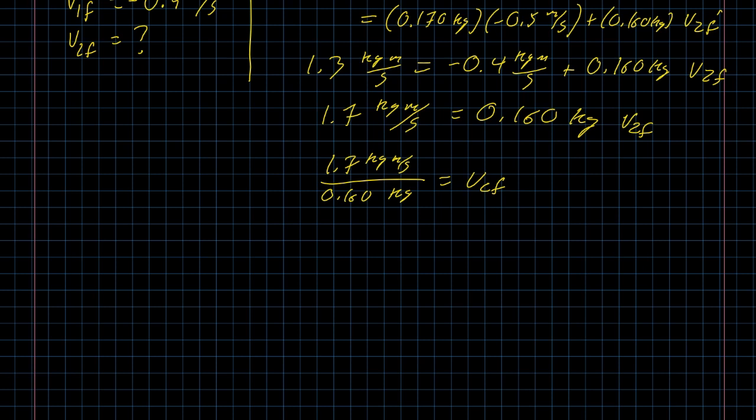Right, I've only got two significant digits here, so I will round that, and I'm going to call it 11. The kilograms cancel each other out, so the units I'm left with are meters per second. The velocity of the second billiard ball is 11 meters per second.